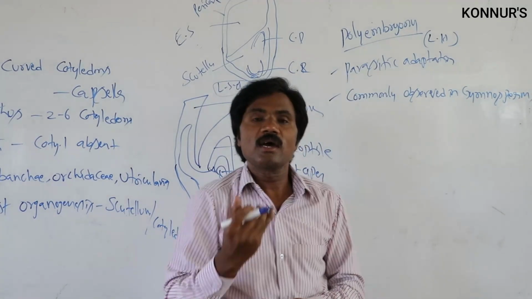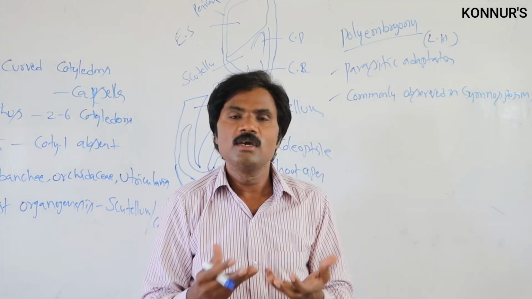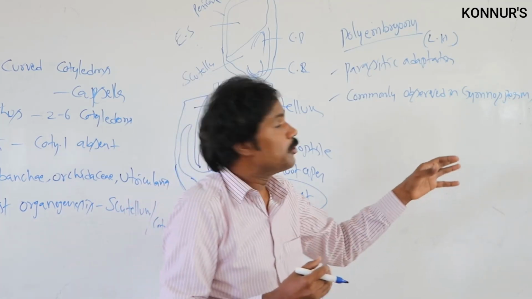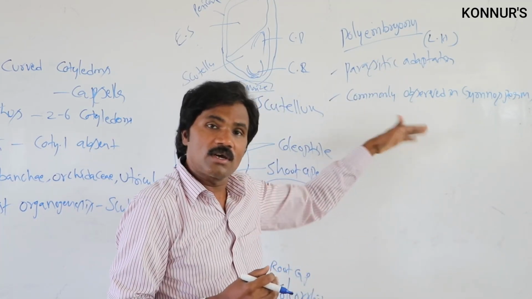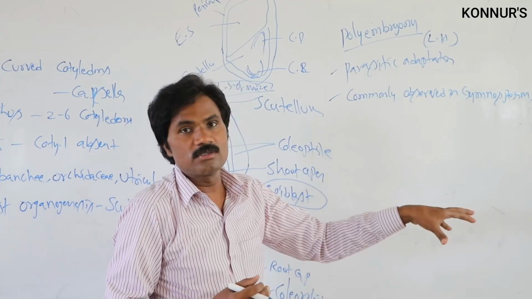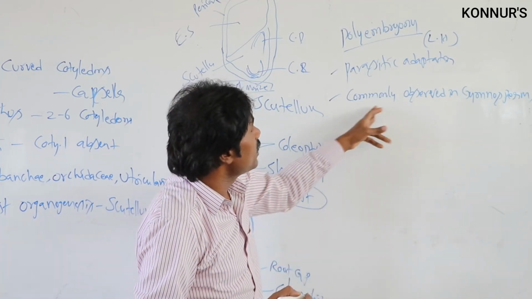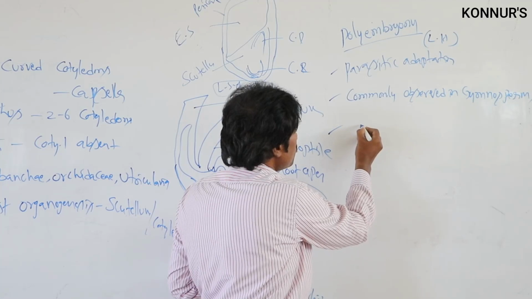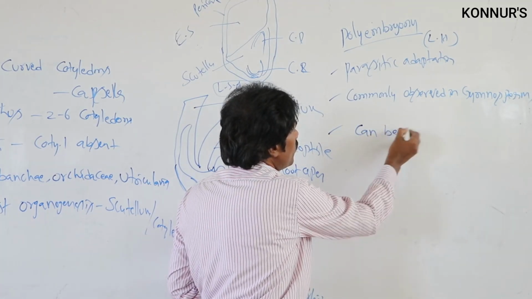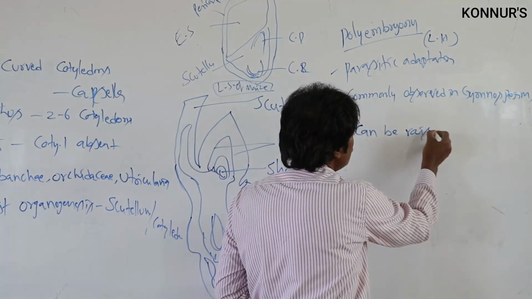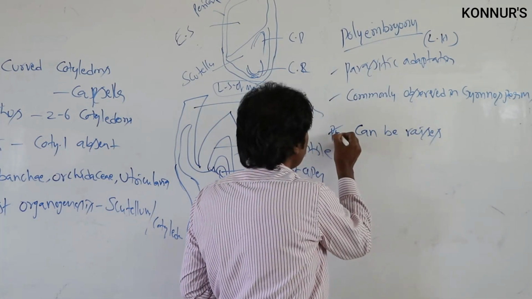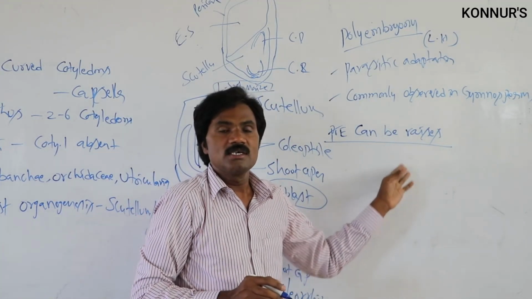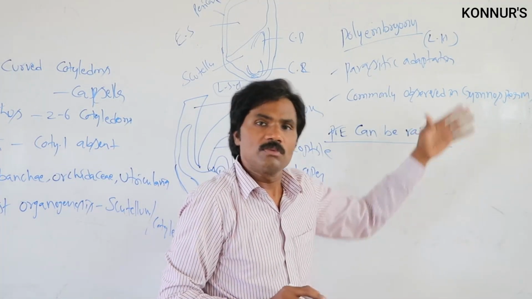Then what is the main reason why this polyembryony is formed? There are two types of polyembryony, true and false. Other than in gymnosperms, in angiosperms also it is possible. There are different causes. In gymnosperms, polyembryony is common.